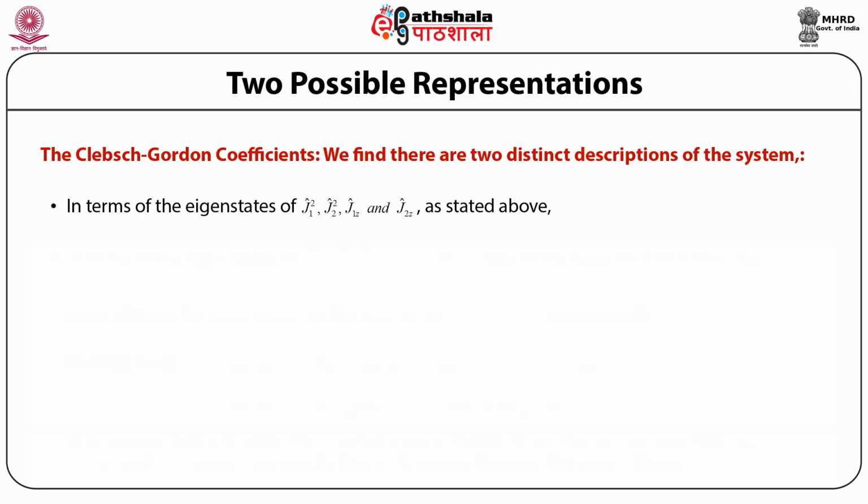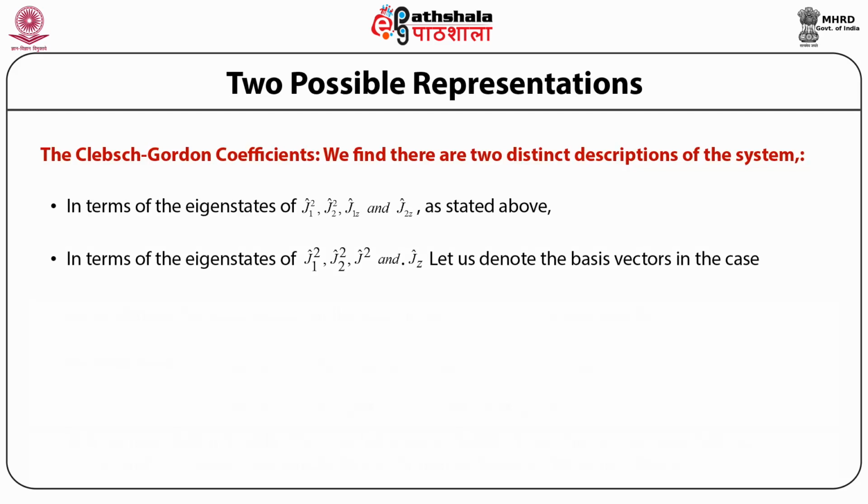There is another distinct description that we can have in terms of the eigenstates of the operators J1 square, J2 square, J square and Jz, where J1 square is the square of the total angular momentum operator of the first particle, J2 square is that of the second particle, J square is the square of the total angular momentum operator of the combined system, and Jz is the z component of the total angular momentum operator of the combined system.